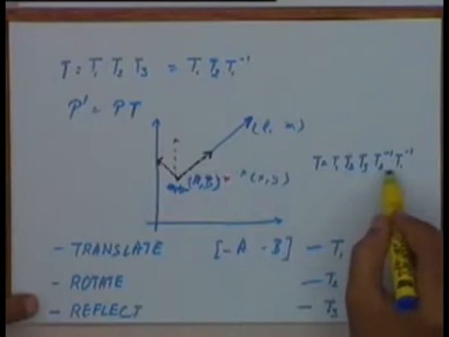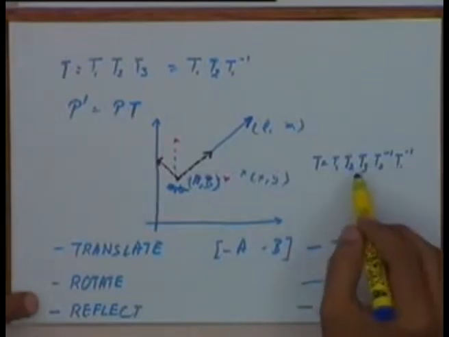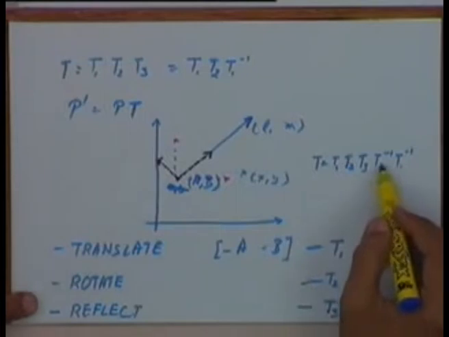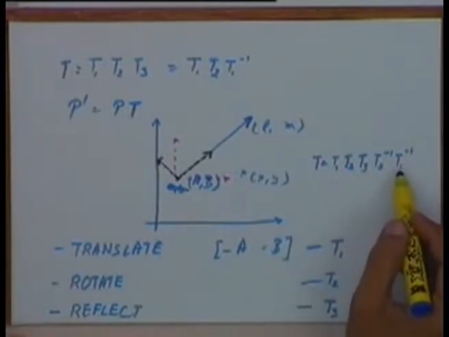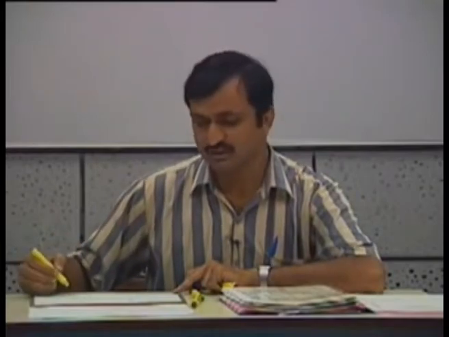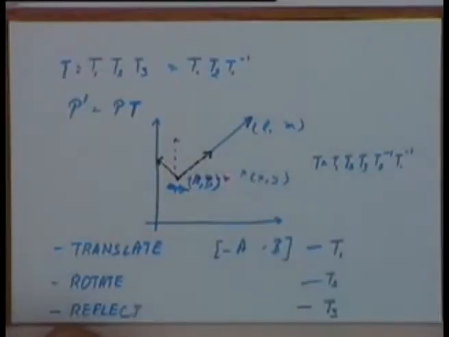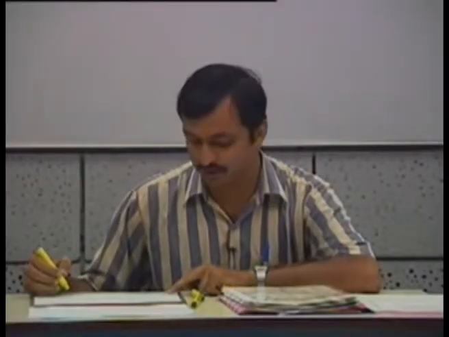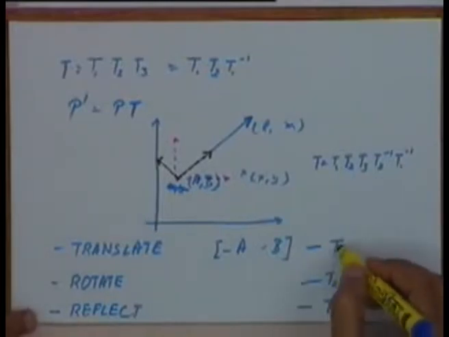Okay, the sequence is important. I cannot take the inverses in the opposite order. I am doing T1 then T2, so the inverses have to be taken T2 inverse first, then T1 inverse. Any questions on this part? These individual transformation matrices, you should be able to write them on your own: transformation matrix for translation, for rotation, for reflection and the reverse of these two transformations.